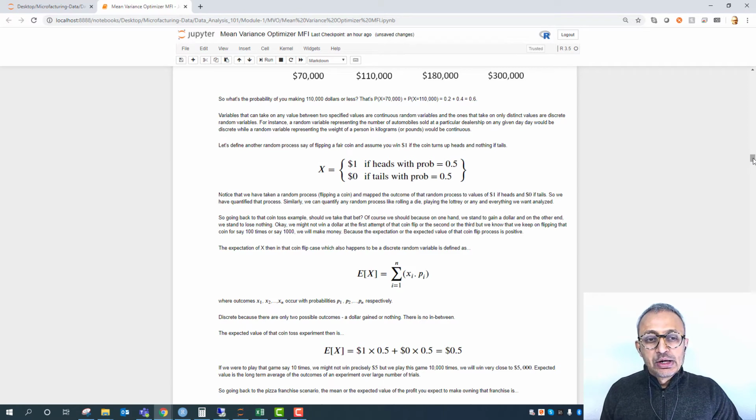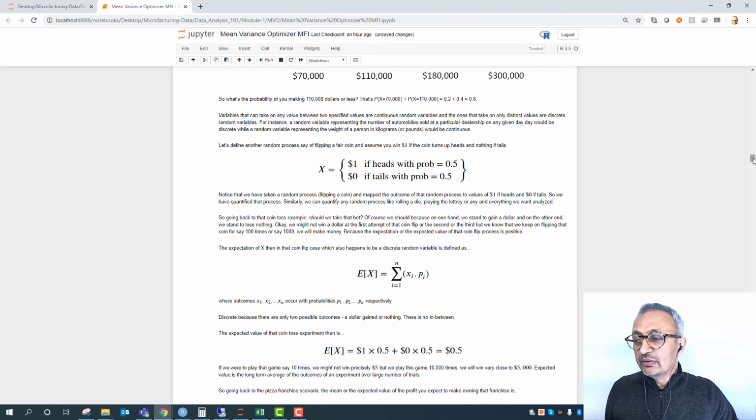So let's define another random process, say flipping a coin. A fair coin, right? Of course, you're not going to flip an unfair coin because you know that. And if you do flip an unfair coin, you would want to know the probabilities of each case in case you are about to bet on it, right? So let's say you're flipping a fair coin, and let's assume you win $1 if the coin turns up heads and nothing if it turns up tails, right?